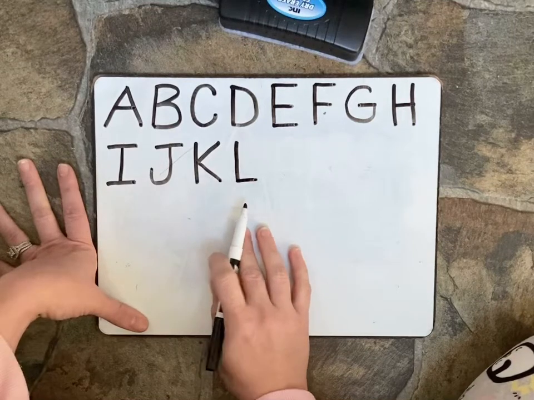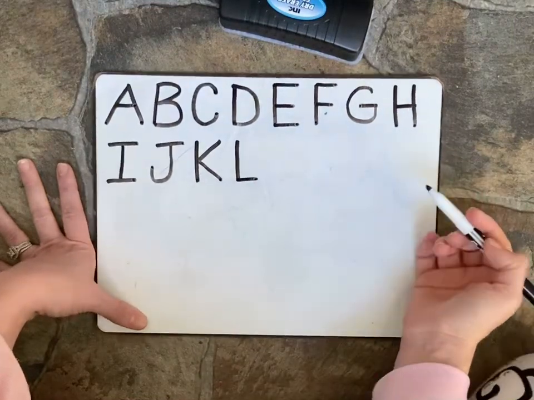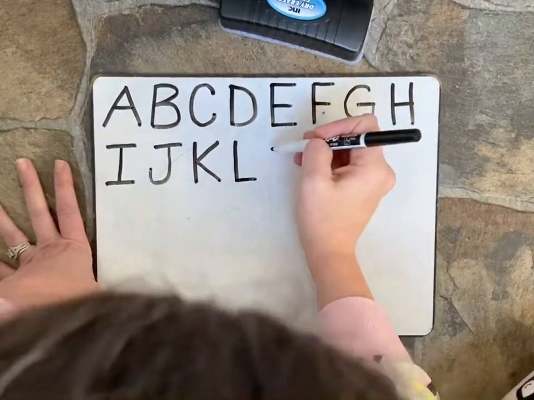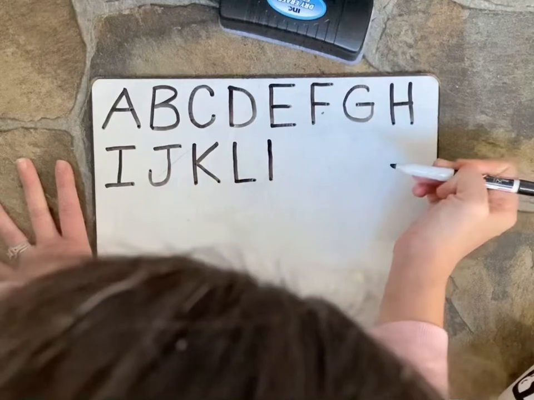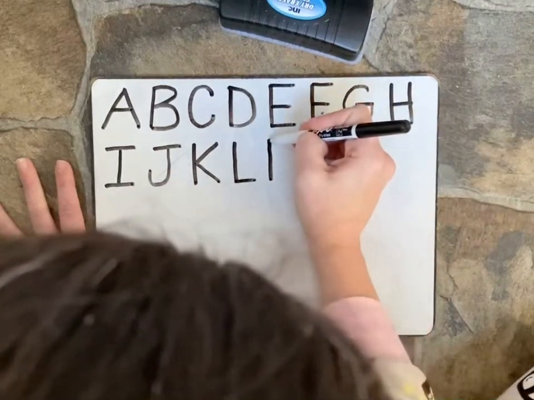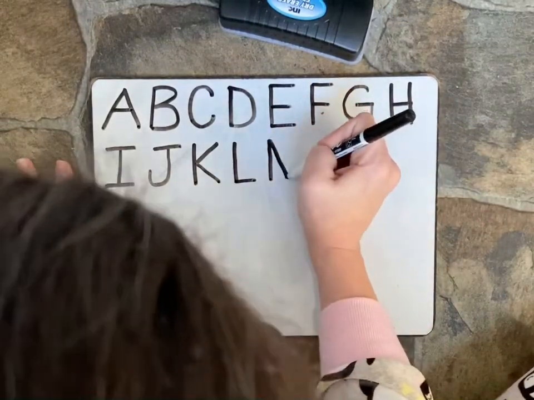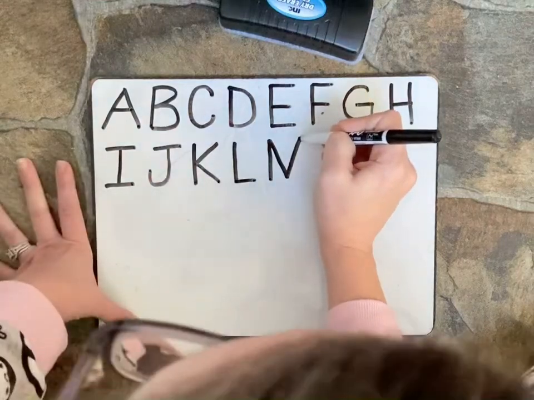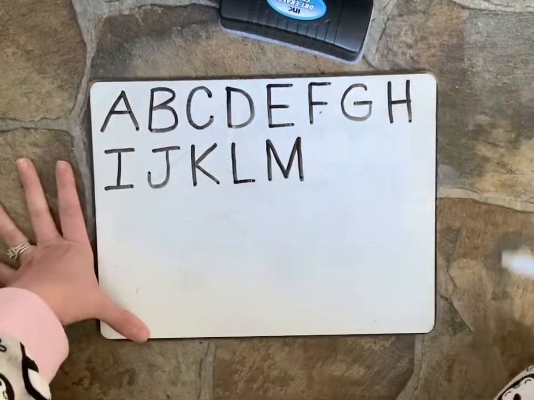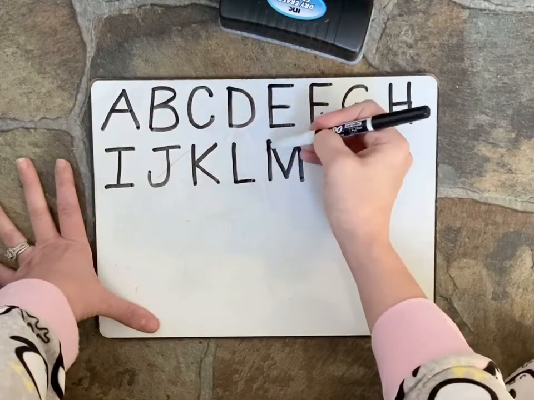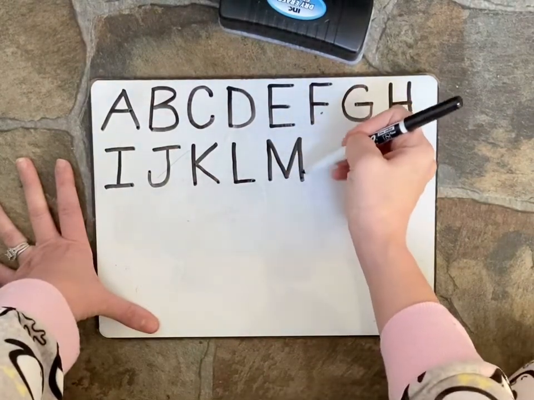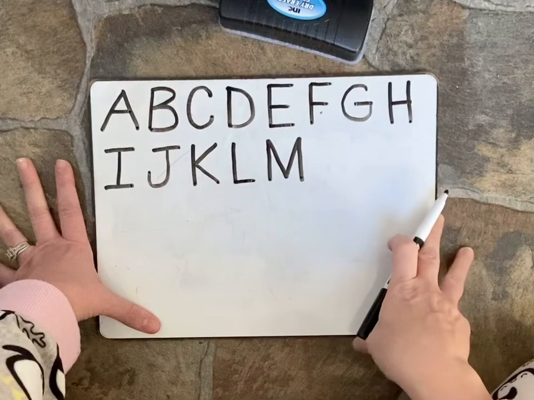All right, after L is the letter M. Watch how I do the M. We're gonna start at the top and go down, okay? And then I'm gonna go back to the top and I'm gonna slant down, slant up, pull down, and there is your M. You go down and then slant down, slant up and down, and that is your M.